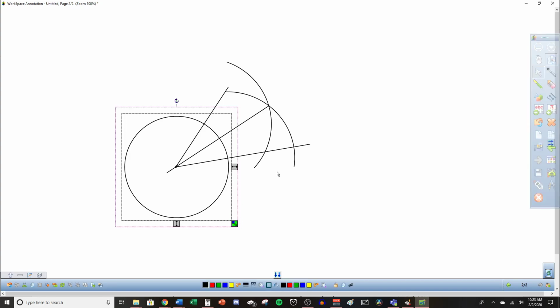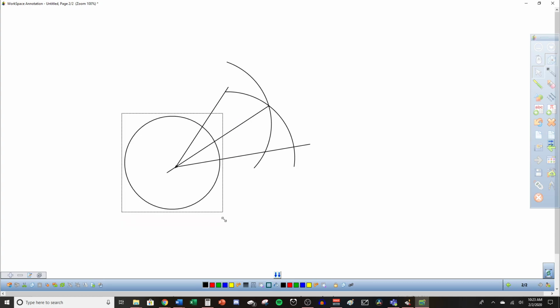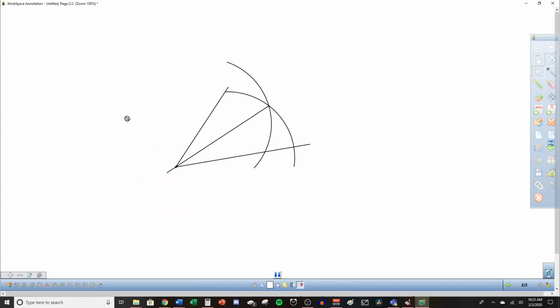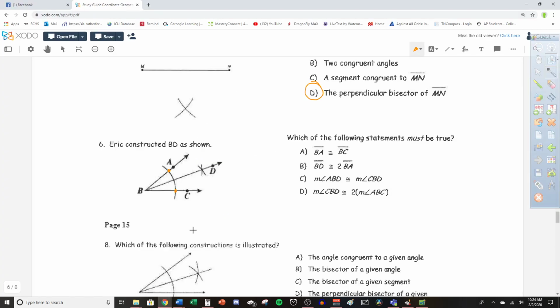let me get rid of this. Let me move this out of the way. Get that circle out of there. It's cutting this exactly in half. It's cutting it right down the center. This angle is the exact same as this. It's called the angle bisector. So that's what we're looking for, a statement that says that those angles are congruent.